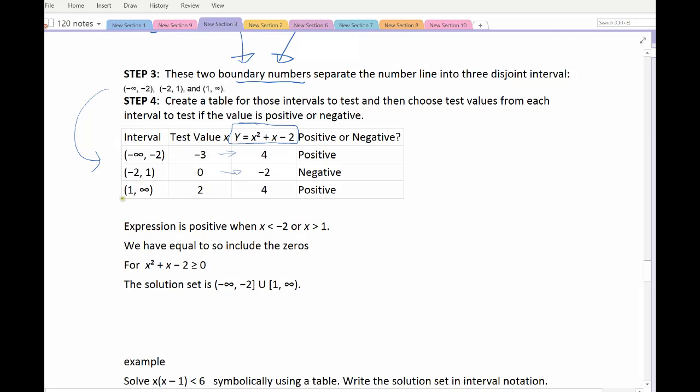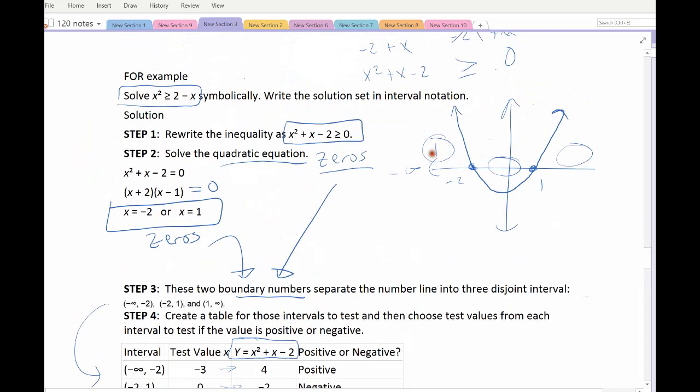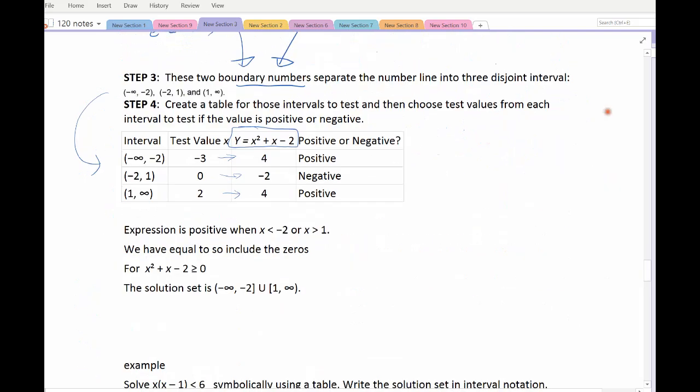And then the last interval, 1 to infinity, I pick a number between 1 and infinity. Any number works. I pick 2. When I plug 2 into my quadratic, I get out a positive 4. And so that told me that it's positive on the tails, negative between them. And that is what I guessed here, right? Positive on the tails, negative between the zeros.